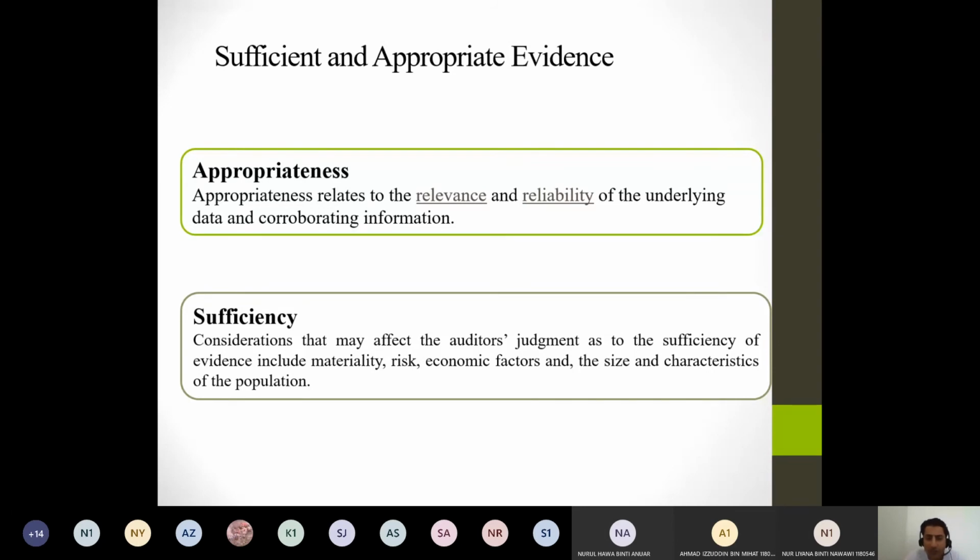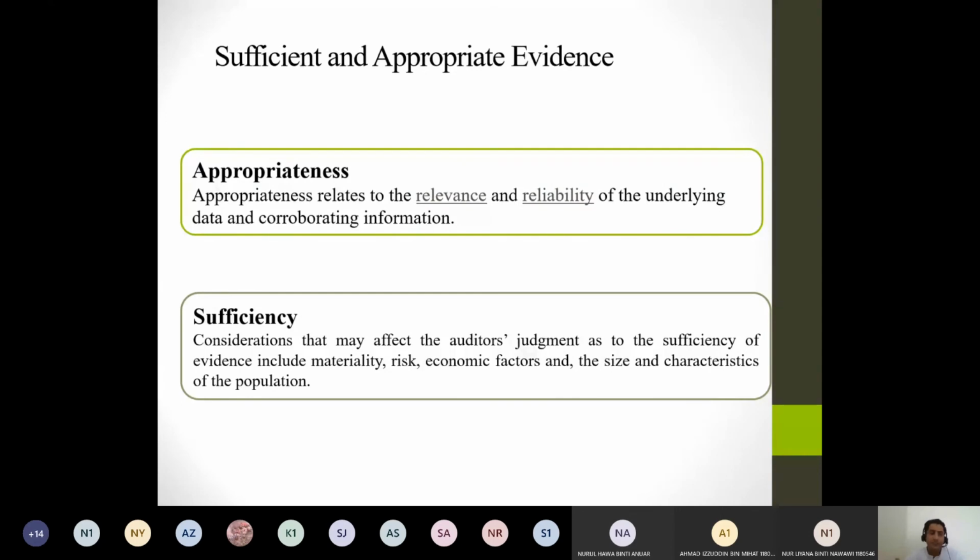How do we get relevant evidence? We need to find someone from Shiraz, who is relevant to that area, and then we need to ensure that person is reliable. How to ensure that it's reliable? It should be an authorized person, maybe the police, maybe the hospital, and so on. So that's reliable. Okay, that's about appropriateness.